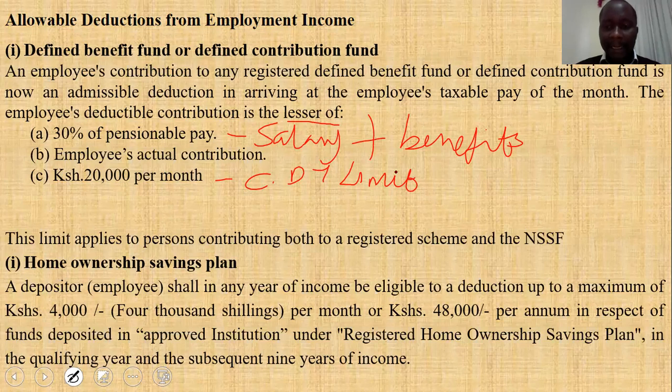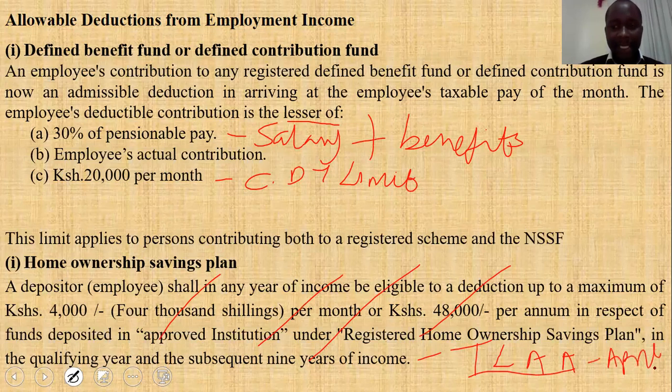5,000 a month will translate to 60,000 shillings per annum. You will not be granted a deduction of 60,000 shillings, you'll be granted a deduction of 48 because the limit is 48. I need to mention this, that this deduction, you can see I'm cancelling it, it ended with the Tax Laws Amendment Act. The tax laws were amended in April 2020, and these are among things that were removed.